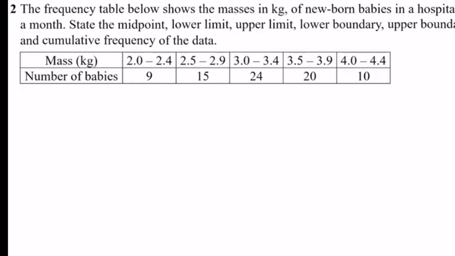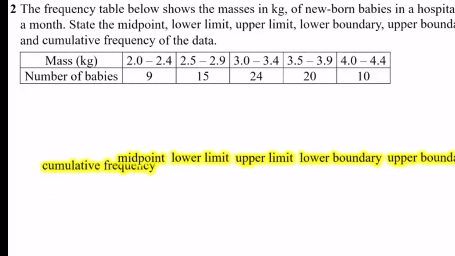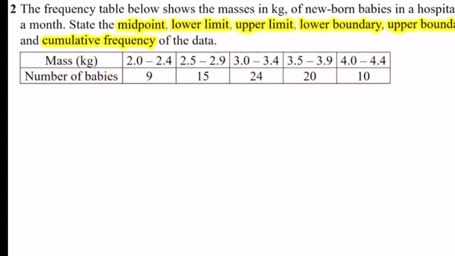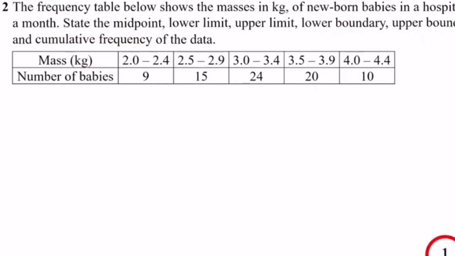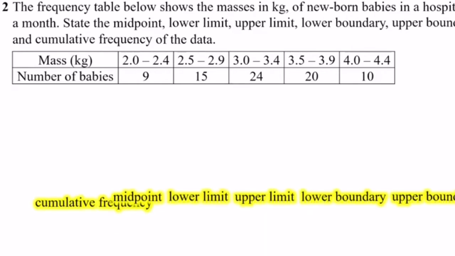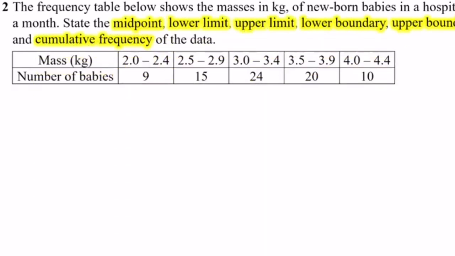So you are given the table. The table comes with a class interval and number of babies. Number of babies is the frequency. Just imagine that you have so many babies there. You want to do a survey. So how many babies altogether? 9 plus 15, 24, 24 plus 24, 48. 48 plus 30, 78 babies.